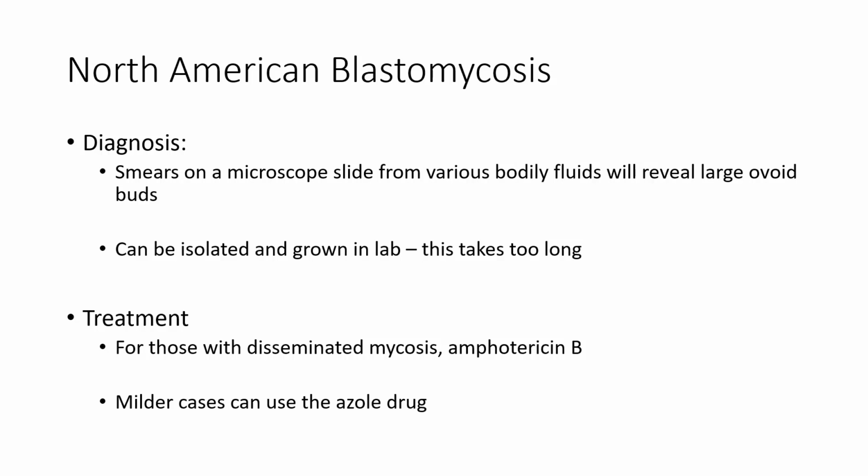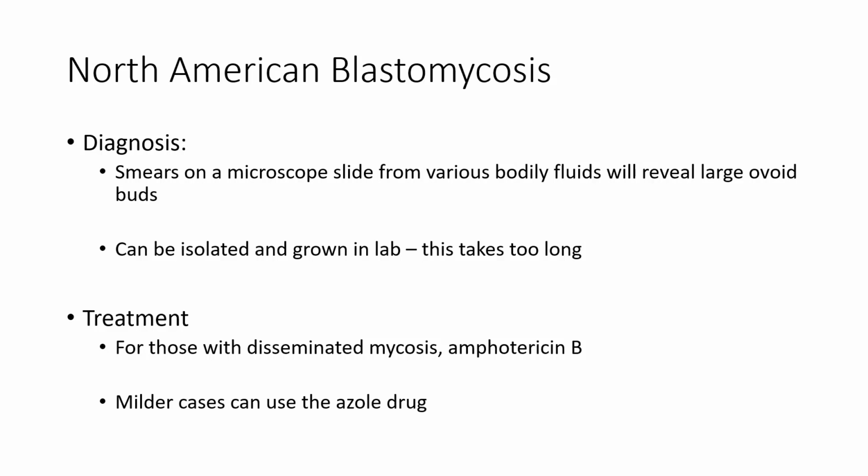How do you diagnose this? Once again, you can be looking at a sample under the microscope, same as before, sputum. You can be looking at blood. You can be looking at all these different types of things, and they'll be showing the very, very large yeast cells and the yeast buds with those thick cell walls. And once again, you can isolate it and grow it in the lab, but if you're trying to do this quickly, we're not going to be doing that.